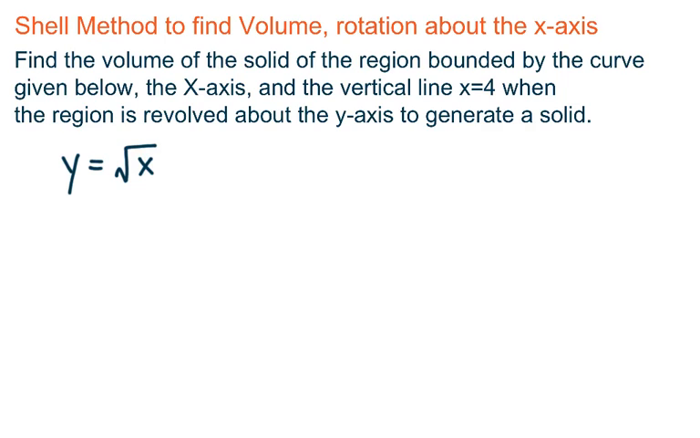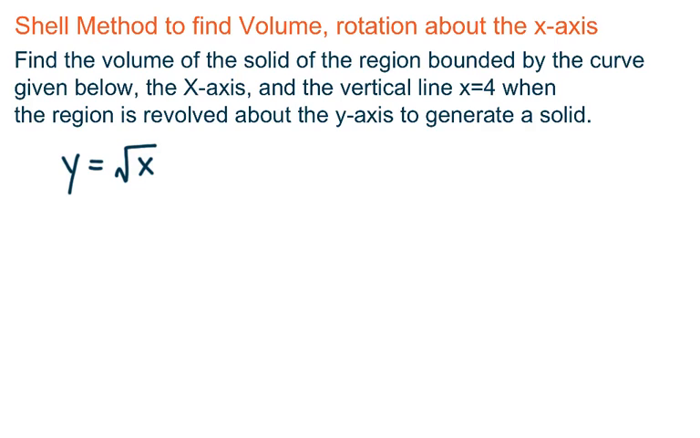So we're still going to find the volume of the solid of the region bounded by the curve, which is given below, y equals the square root of x. It's bounded by the curve, the x-axis, and the vertical line x equals 4. And this region is going to be revolved about the y-axis to generate a solid.